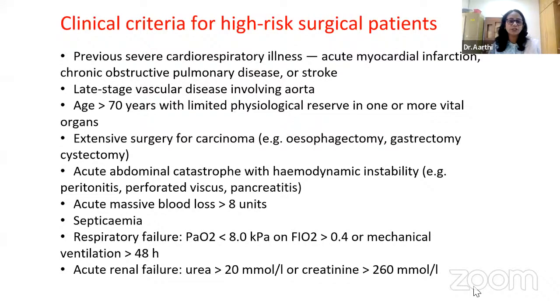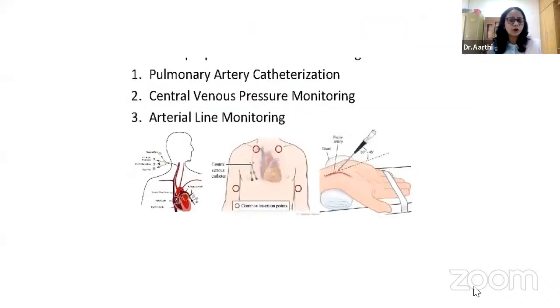So all these patients are high-risk surgical patients and high-risk patients in critical care units where we need to monitor them in an invasive methodology. So I'm going to talk about three monitors: arterial line monitoring, central venous pressure monitoring, and pulmonary artery catheterization.